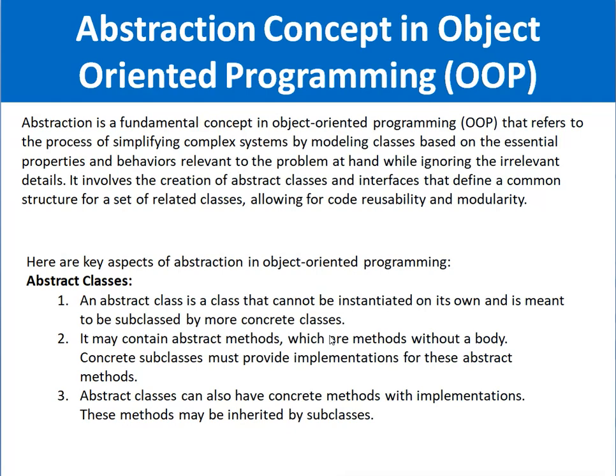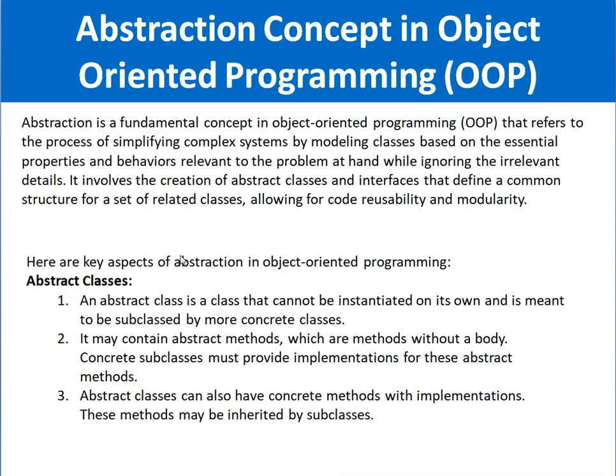So it involves the creation of abstract classes and interfaces that define a common structure for a set of related classes, allowing for code reusability and modularity as well. We know, friends, that a class is basically a template which consists of methods and properties. So it basically helps you in reusability and modularity as well. So let's deep dive into the abstract class in detail.